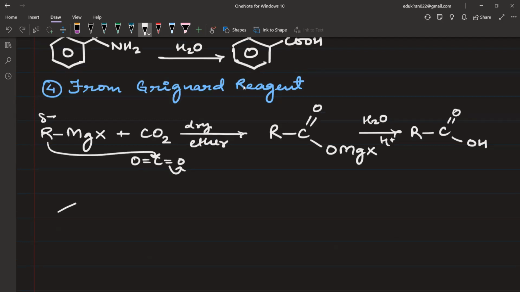If you have, let us suppose, 2 carbon atoms and MgX. First step is CO2. Second step is H3O plus. Here you are going to get 2 carbon atoms from the Grignard reagent, the third carbon atom from carbon dioxide, and OOH. Okay, so here you have 2 carbon atoms and this is having 3 carbon atoms. So it is very useful for the preparation of carboxylic acid with 1 more carbon than the reactant.